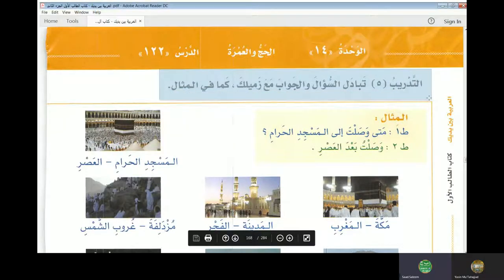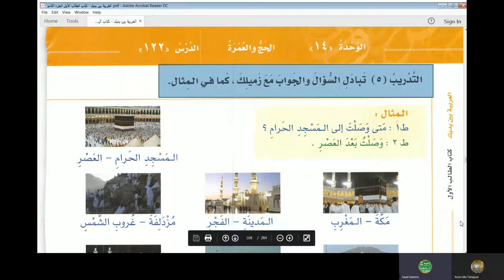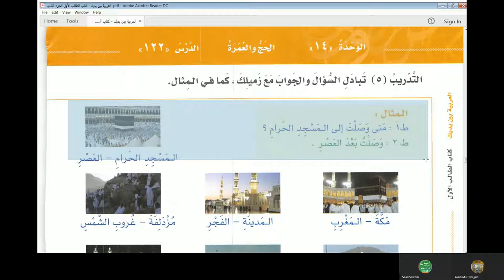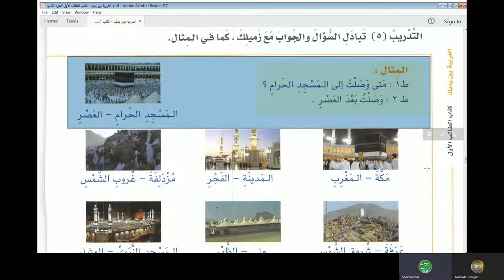Today we'll start from page number 168, Tadrib ul Khamis, the fifth exercise. Tabadil Suwala wal Jawaba ma zameenika ka ma zameen. Change the question and answer with your colleague like we did in the example. Al Misal, the example. Talib ul Awwal, first student.